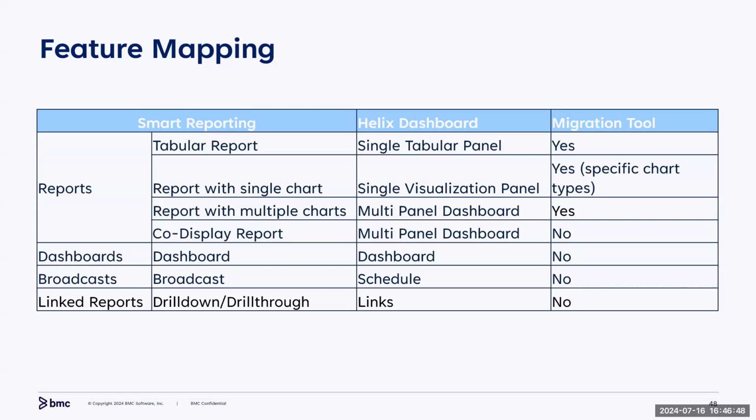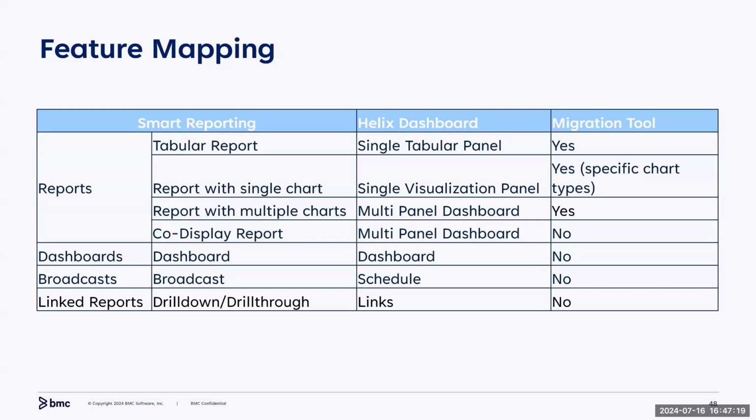Before we can understand what we are looking at, let's look at some of the important features which will have the biggest impact on this migration in terms of time and effort. I've listed only 4 object types here: reports, dashboards, broadcasts, and linked reports. There are many other differences between the two platforms, but right now we are only talking about the ones which have the biggest impact.